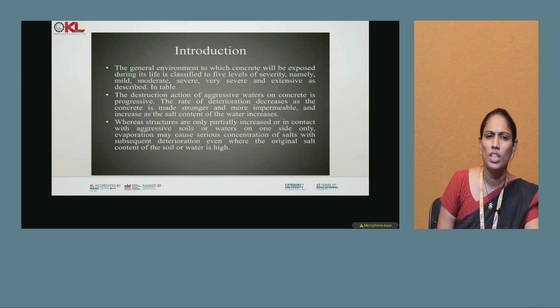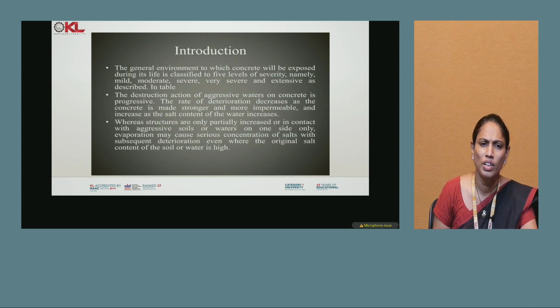So the introduction: the general environment to which concrete will be exposed during its life is classified into 5 levels of severity, namely mild, moderate, severe, very severe and extreme, as described in the table. The destructive action of aggressive water on concrete is progressive. The rate of deterioration decreases as the concrete is made stronger and more impermeable.